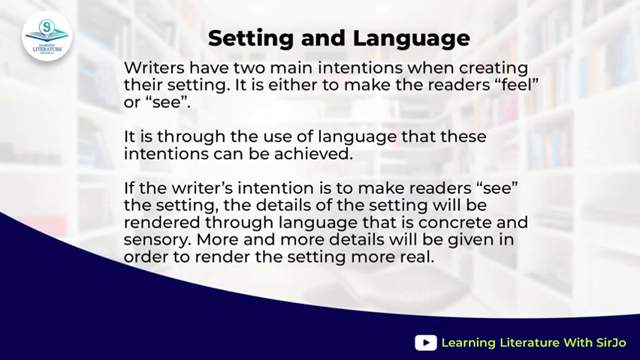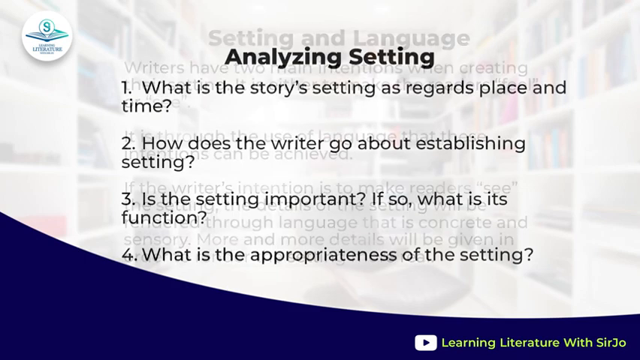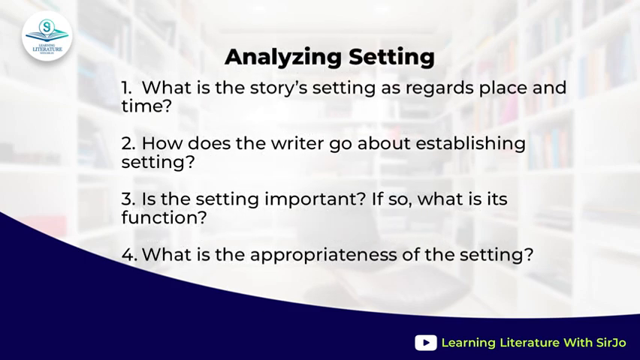Last but not least, we looked at the relationship that exists between setting and language, and we understood that the writer's intention in writing is to make the readers feel or see the setting. If he wants the readers to see, then he needs to use language that is concrete and sensory. If he wants the readers to feel, then the language will be connotative and suggestive. And lastly, we talked about analyzing a setting.